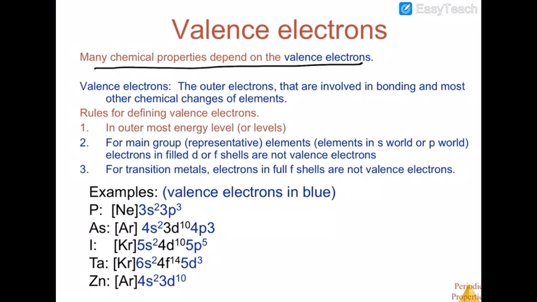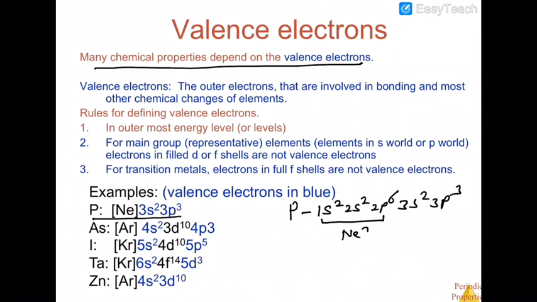So I am repeating once more to you, like phosphorus is given to you. Now in case of phosphorus, the configuration is 1s2, 2s2, 2p6, 3s2 and 3p3. This is taken as neon, that is noble gas. So these two orbitals, that is s and p, they are taken as what? They are taken as valence electrons.